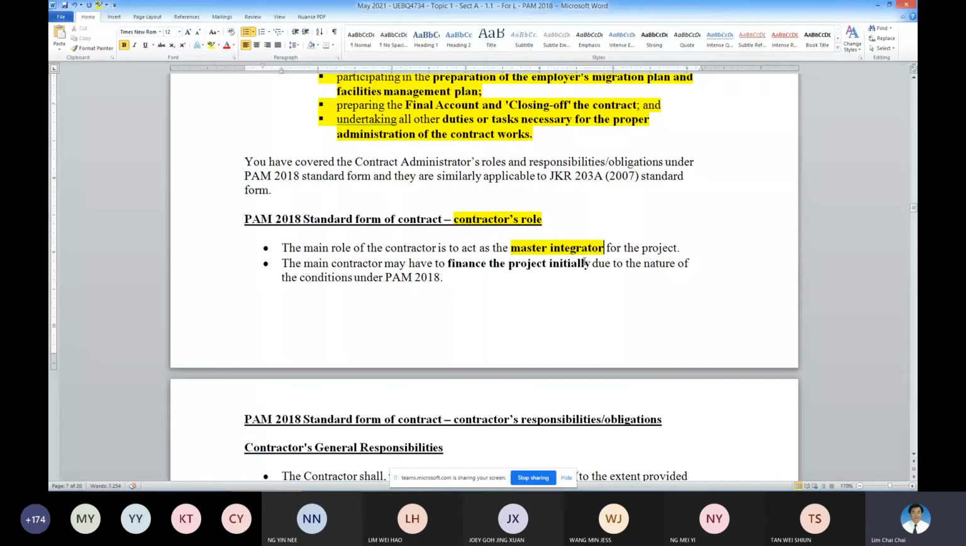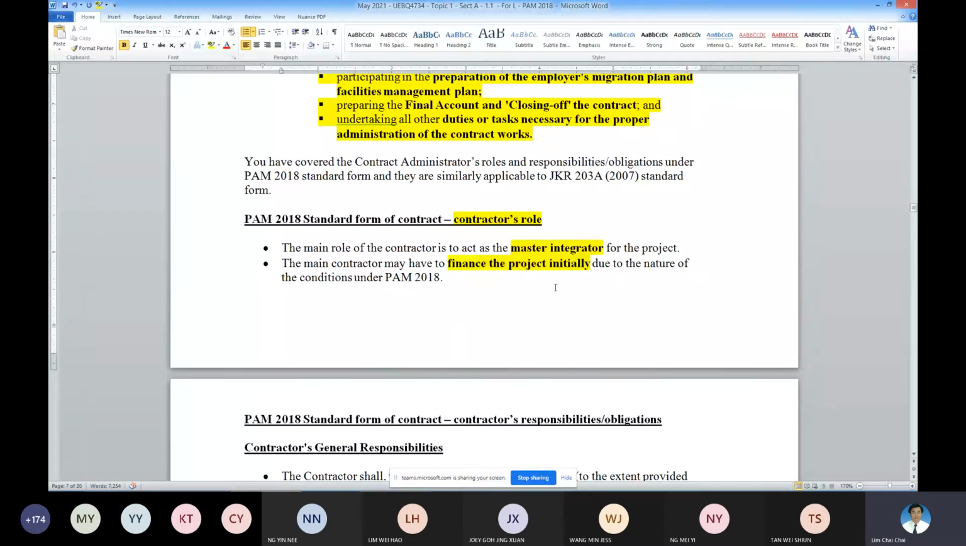Okay, so the contractor role will be a master integrator. That means to integrate all the various so-called specialist work and other general works together. That's why I use the term master integrator for the project, because no contractor can do everything. Also, the contractor needs to finance the project because of the terms of payment.